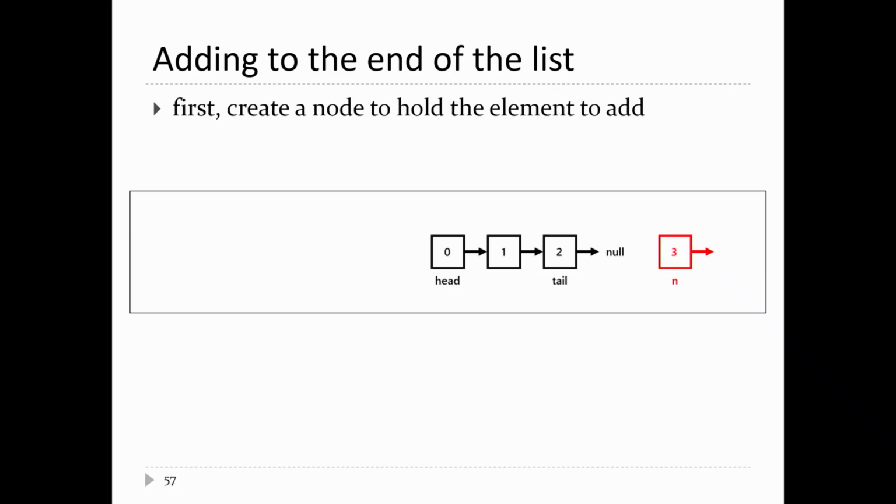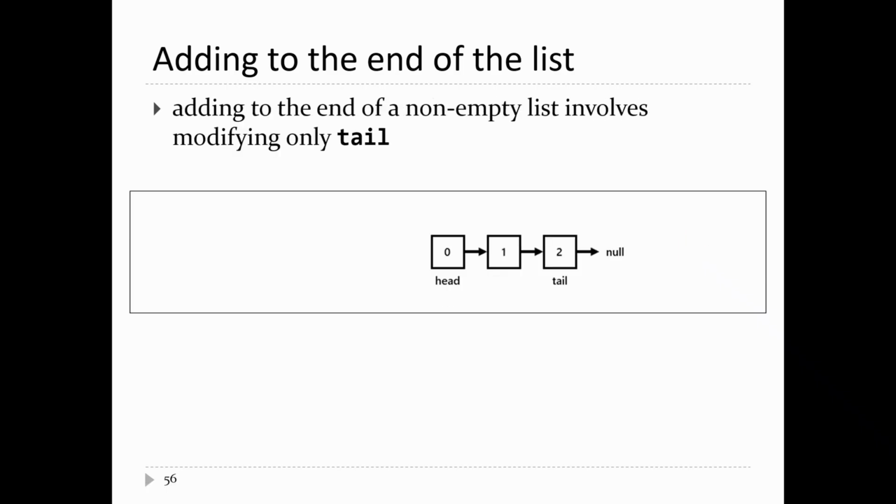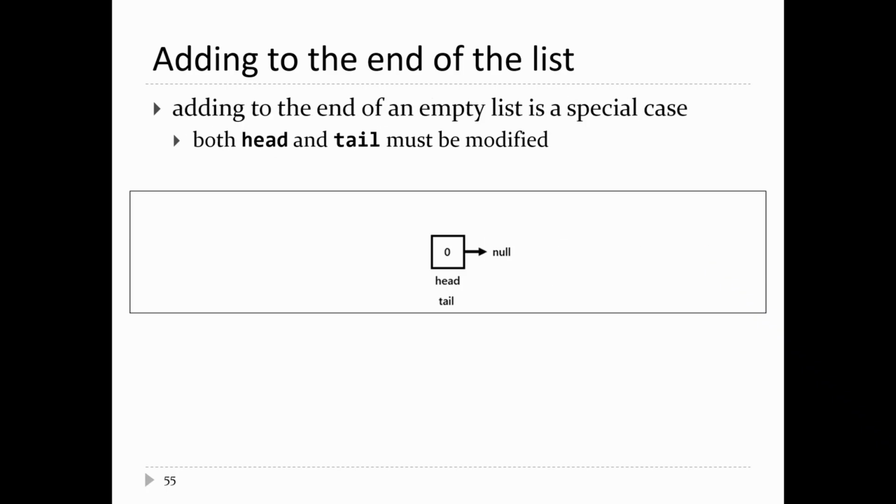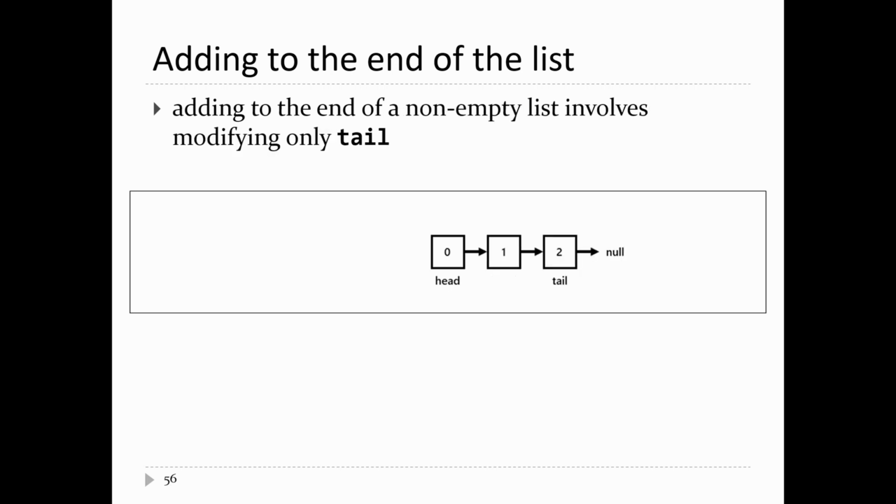Okay, so here's the general picture. Adding to the tail. If you're going to add to the end of an empty list, that turns out to be a special case, and we'll deal with that in a second. So, adding to the end of a non-empty list, all you have to do is make a new node and stick it in here. All that involves is modifying the tail node.